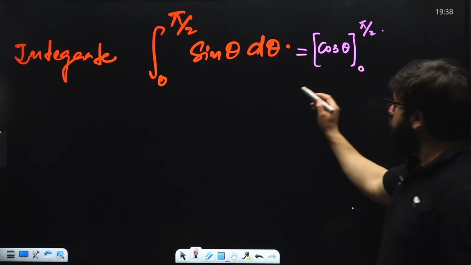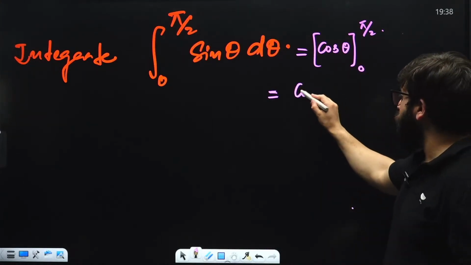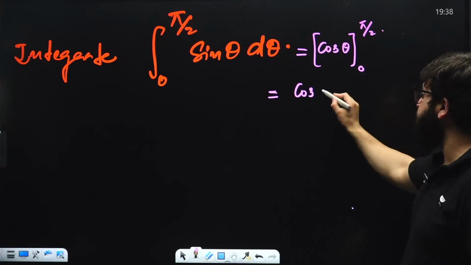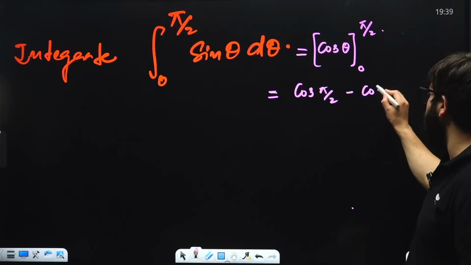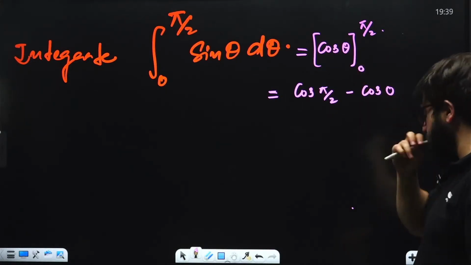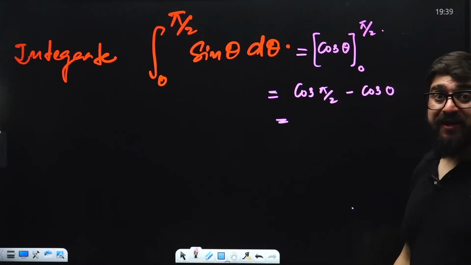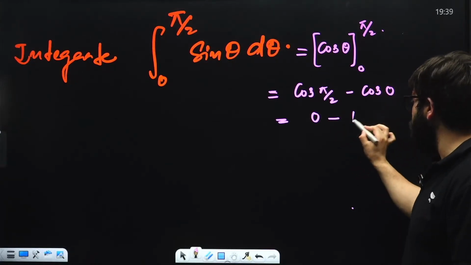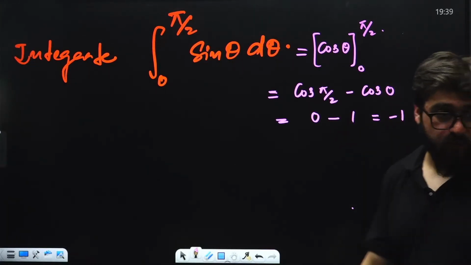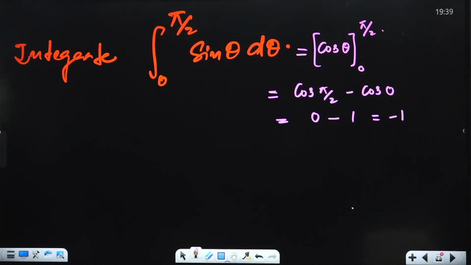Now see guys, put up the upper limit. We put the upper limit first. So we say it is cos of, instead of theta, I'll write pi by 2 minus cos of, we put the lower limit in theta, that is 0. Now, can I say over here, cos pi by 2, that is cos 90. Cos 90 is 0 minus cos 0 is 1. So, answer in this case is... guys, is this clear? Is this clear?